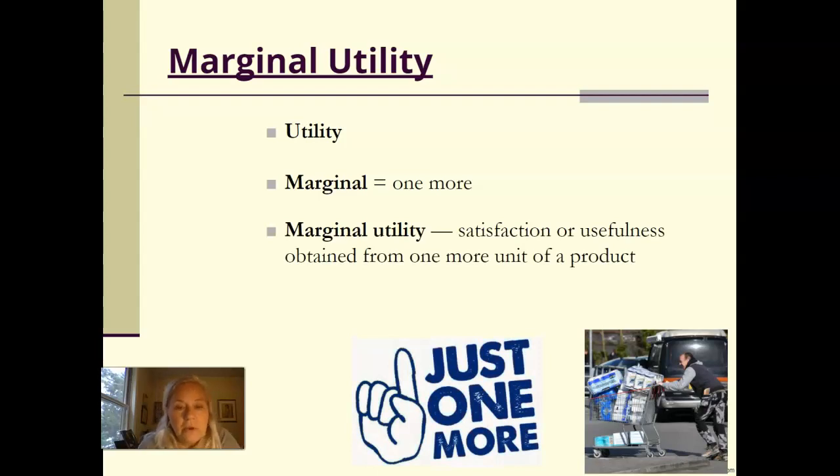Or that's a margin rather. And then the marginal utility is the satisfaction or usefulness attained from one more unit of a product. So if we look at something like a package of toilet paper, well, I think at the beginning of the pandemic, people had a fairly high amount of satisfaction from getting one more.